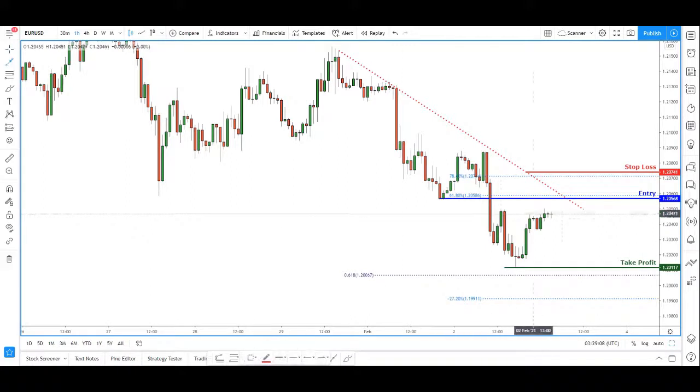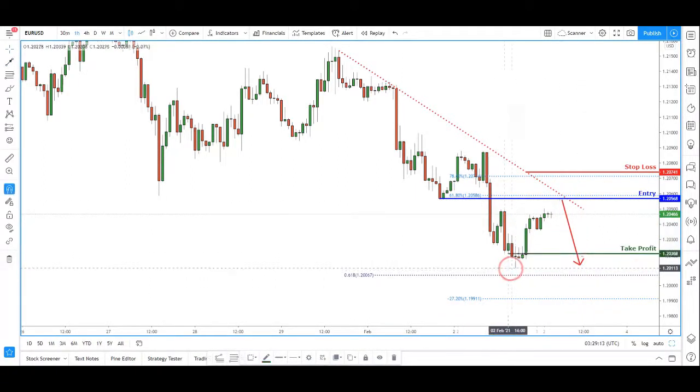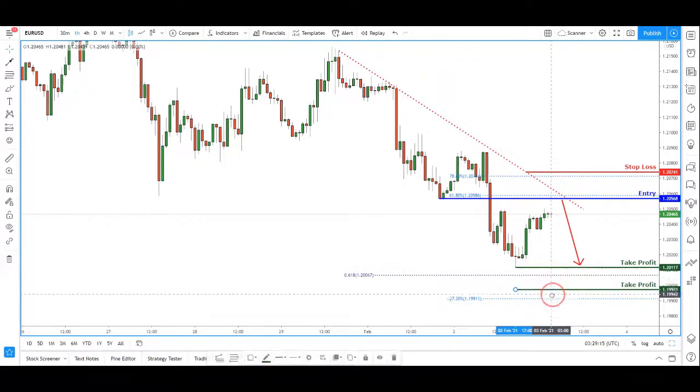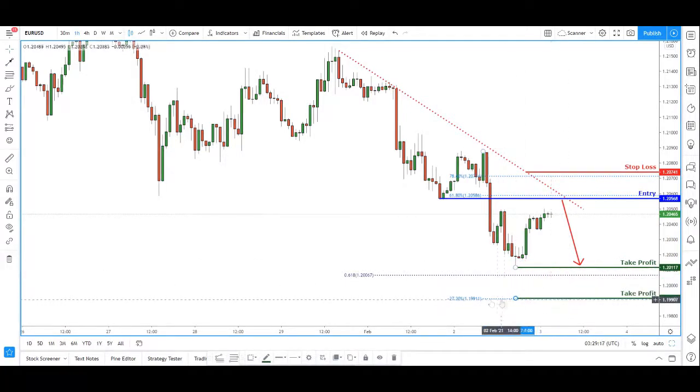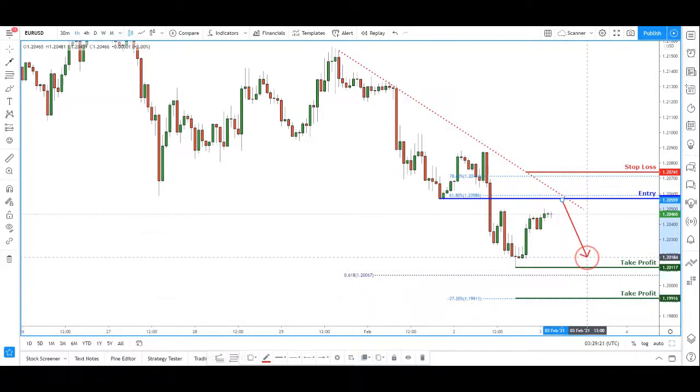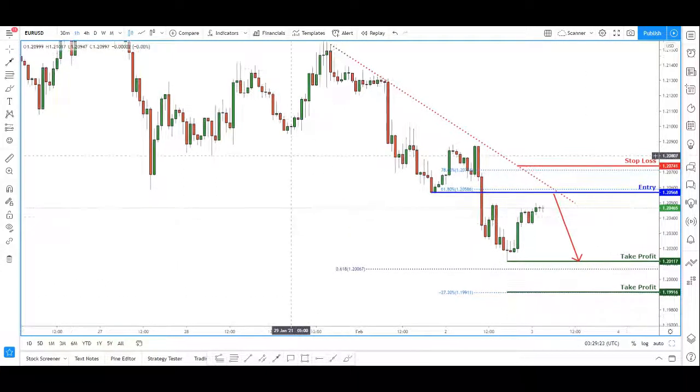So of course, we wait for price to pull back to an entry and then drop down to the swing low for our first take profit, and also the negative 27.20 as our full take profit. So this makes a very nice risk reward.